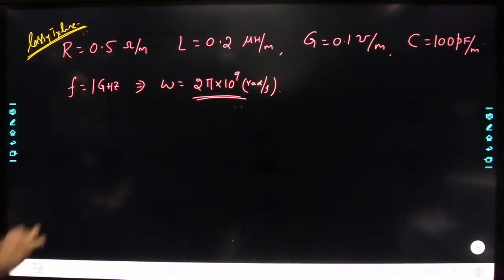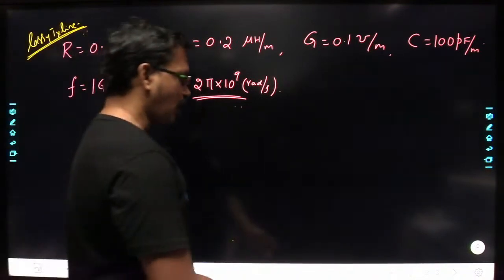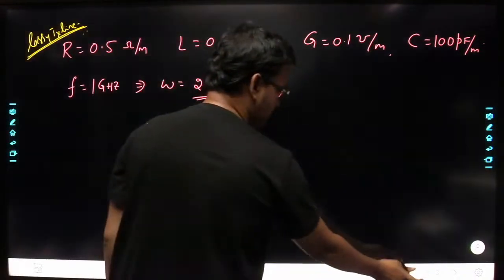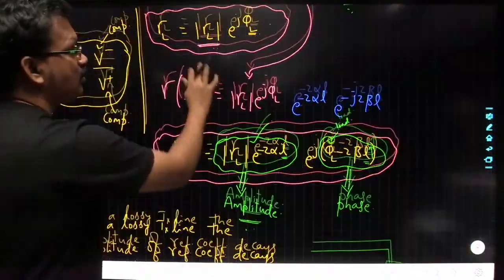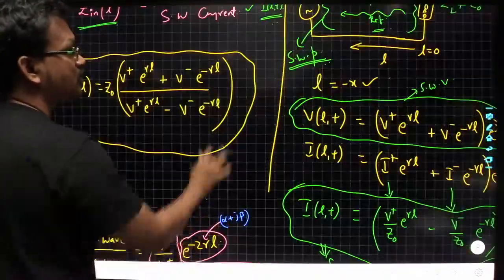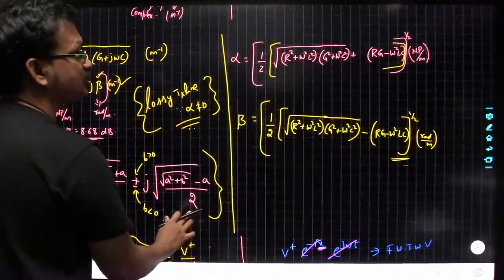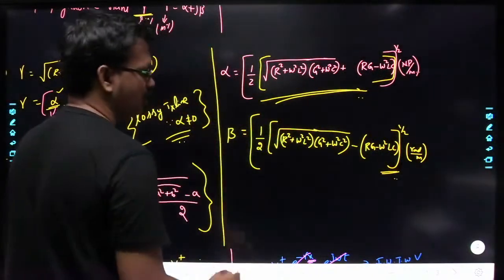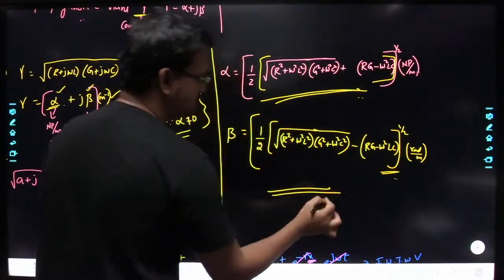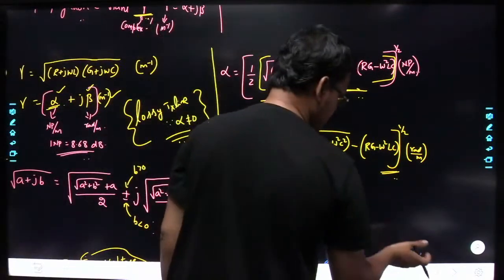Okay. So for a lossy transmission line, what is alpha here? We have derived these expressions. I have revised everything. Here I have given the expression for alpha and all those things. See, this is the expression for alpha, and this is the expression for beta. Understood? Okay. So you can directly use these expressions and determine alpha and beta.